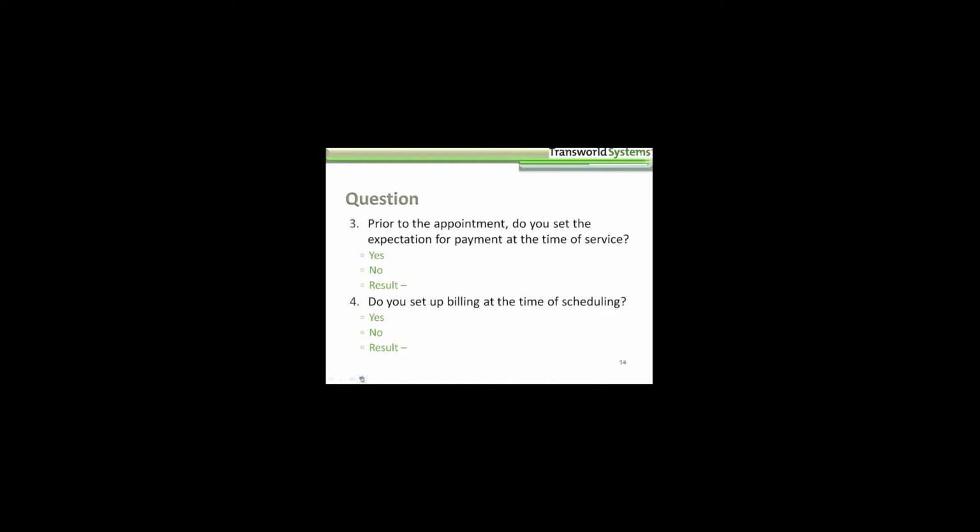Again, a simple, easy step to include in your appointment setting script that helps set the expectation of payment at the time of visit. 79%, okay. Our next question, Kathy, you can go ahead and start this, is do you set a billing at the time of scheduling? Doing this can reduce the check-in time at the appointment and the drain on administrative resources. Your options here are yes or no.